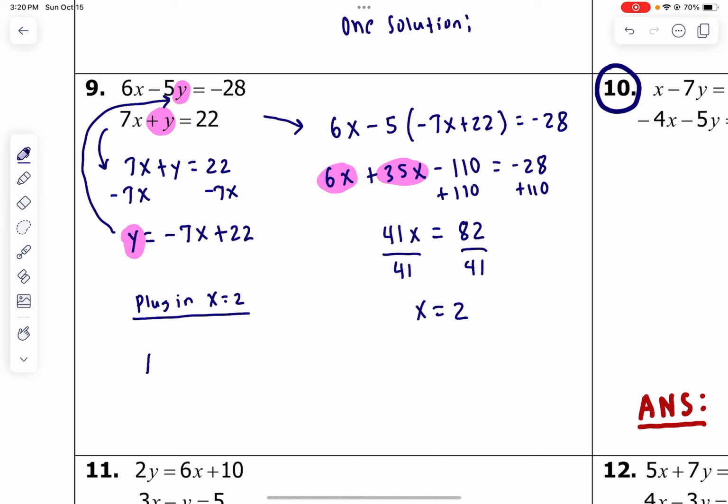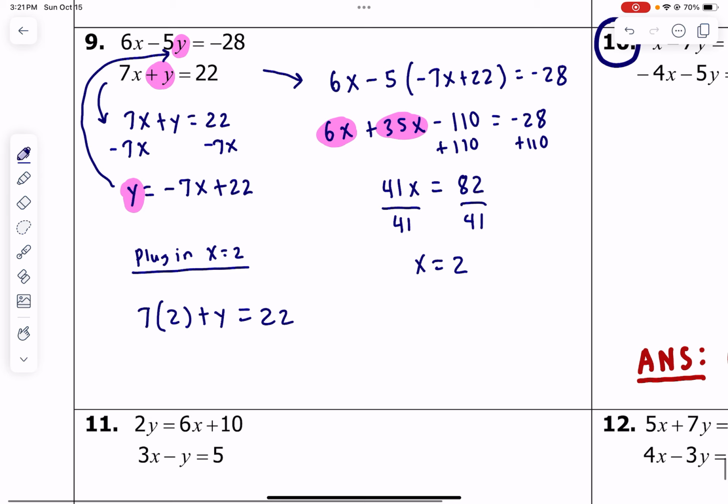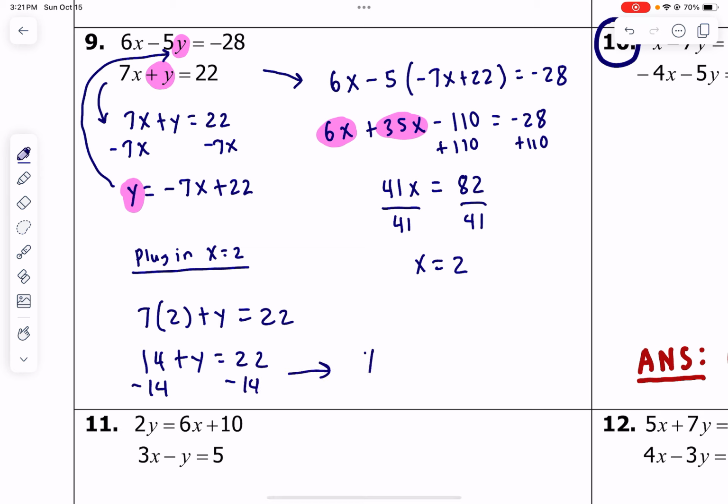You get that 7 times 2 plus y equals 22 if we're using the second equation. You'll get that 14 plus y equals 22. Subtract 14 on both sides. You'll get that y is equal to positive 8. So therefore, your solution would be 2, 8. And there you go. That would be your one solution.